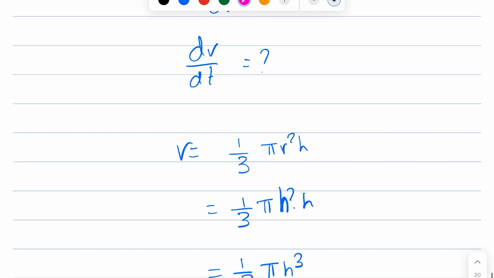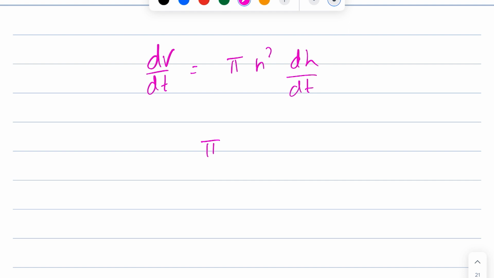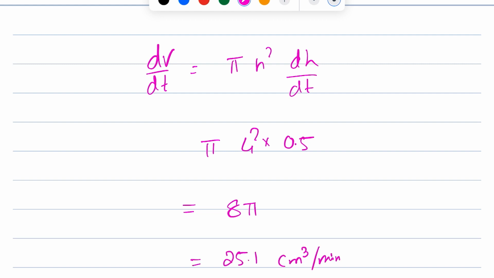Pi times h square, where the height that has been given is 4, so 4 square, and dh upon dt is given as 0.5. So simplify that, and it becomes 8 pi or 25.1 centimeter cube per minute. That's going to be the answer.